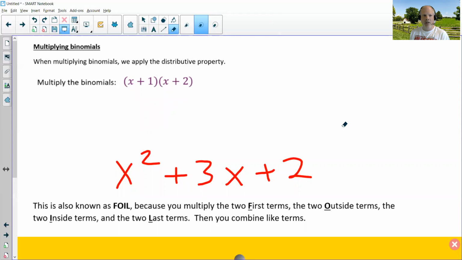I'm not a big fan of gimmicks like FOIL, but if that helps you to remember, then by all means use FOIL. As long as you remember that each one of these is going to multiply by each one of these, I don't care if you call it FOIL or whatever.